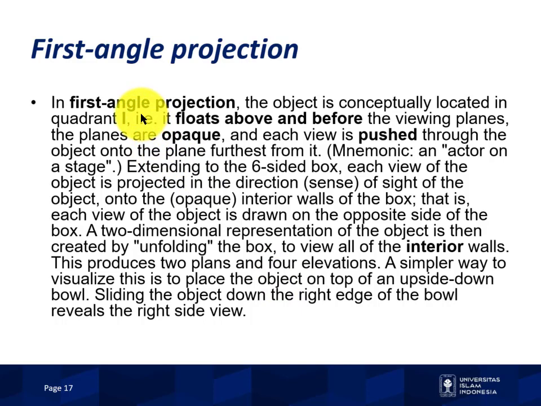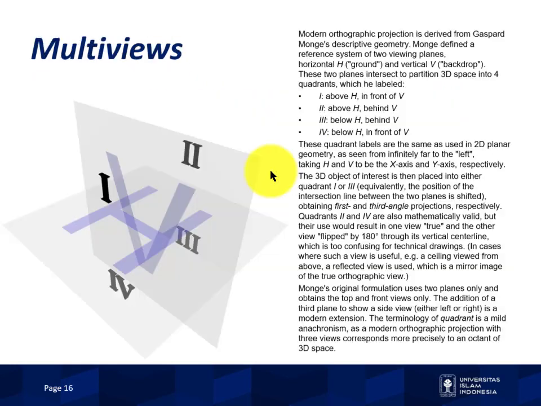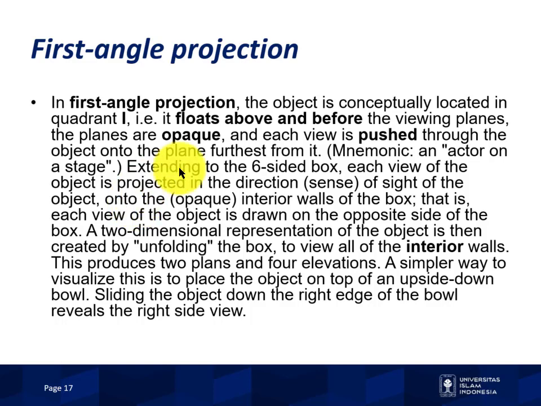And then in the first angle projection, the object is conceptually located in quadrant 1. So in here, quadrant 1. It floats above and before the viewing planes. The planes are opaque, and each view is pushed through the object onto the plane furthest from it.